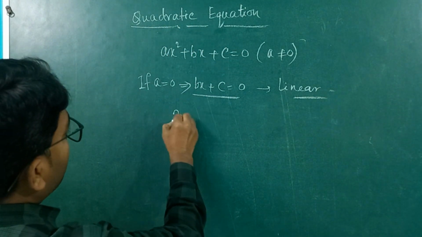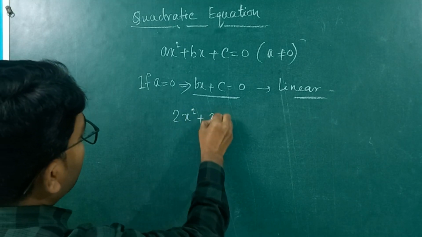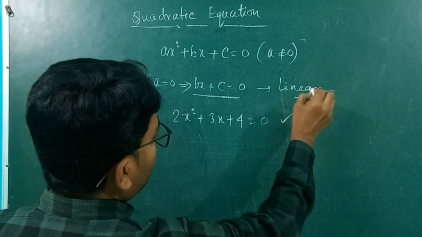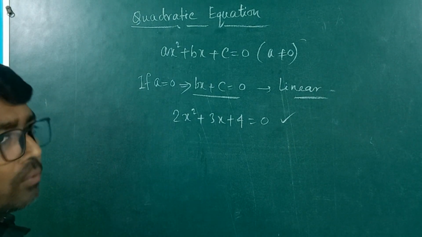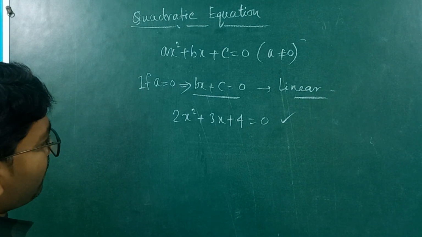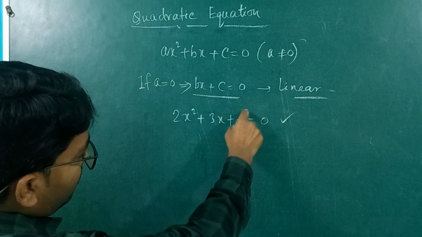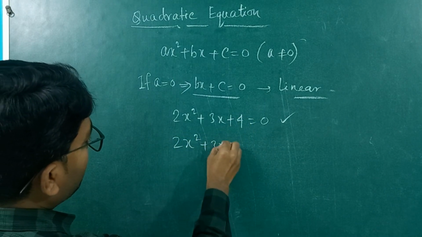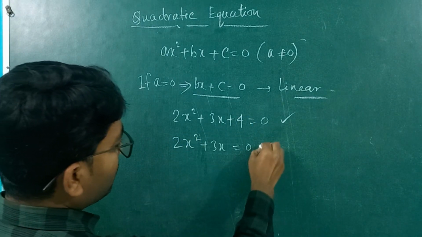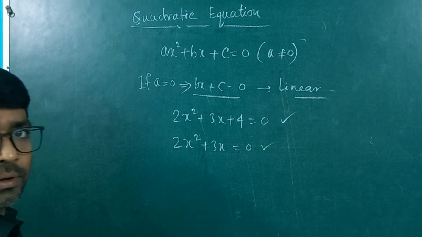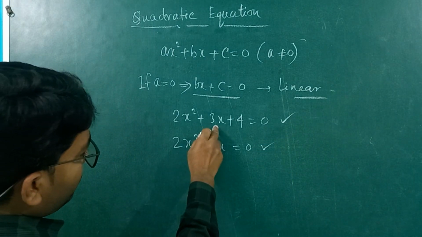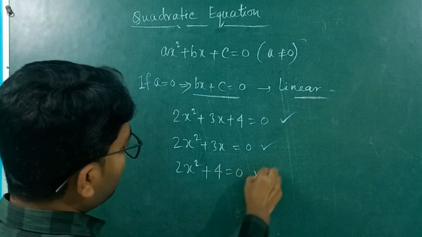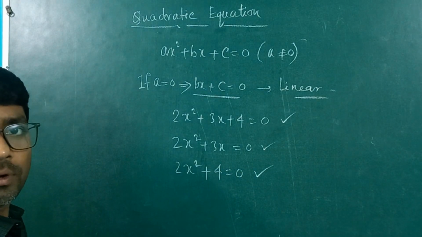Suppose an example, 2x square plus 3x plus 4 equal to 0. This one is an example of quadratic equation. Now if this term vanishes, 2x square plus 3x equal to 0, this one is also a quadratic equation. If this term vanishes, 2x square plus 4 equal to 0, this one is also a quadratic equation.